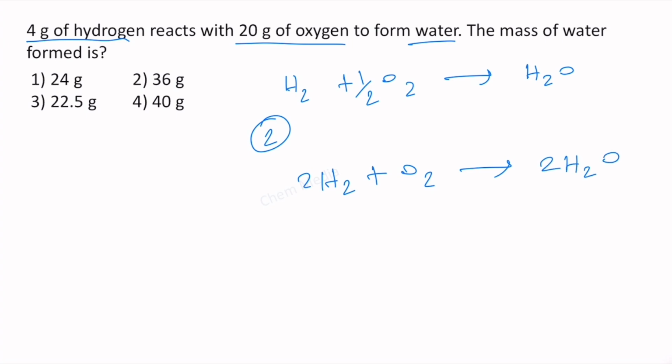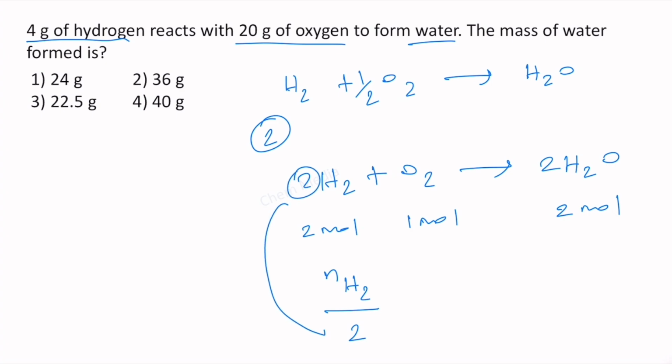What this means is that if we have 2 moles of H2 and 1 mole of O2, we will get 2 moles of water. In terms of stoichiometric moles, what this means is that number of moles of H2 divided by 2, because that is the stoichiometric coefficient that we need to bring it down, is number of moles of O2 divided by 1 and number of moles of H2O divided by 2.